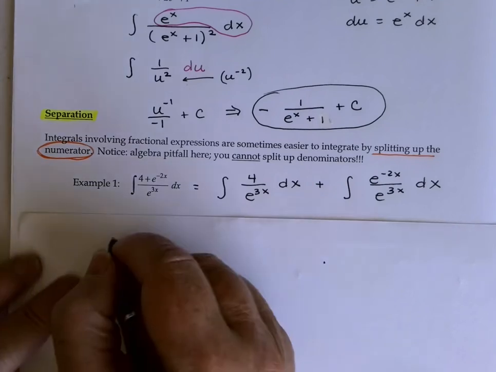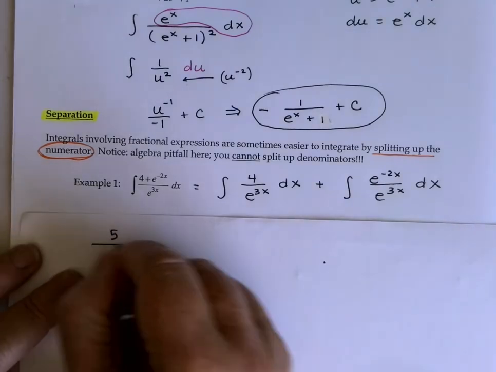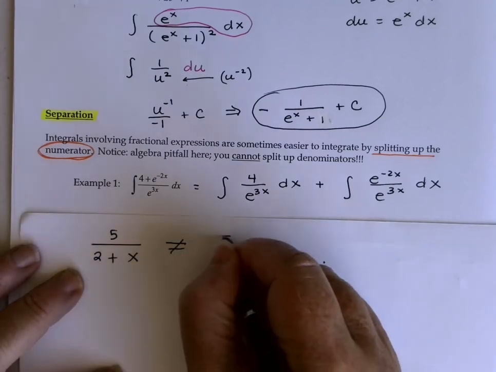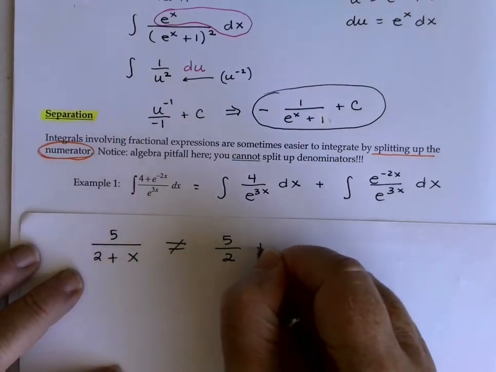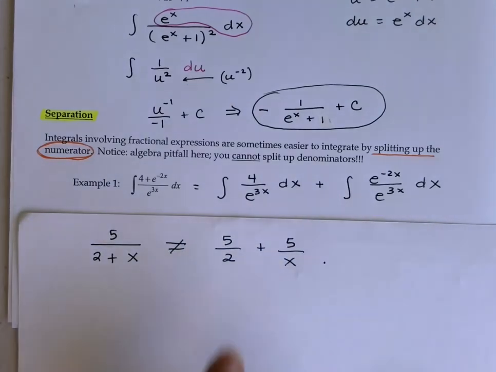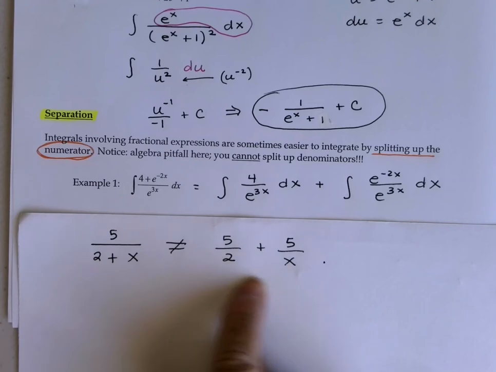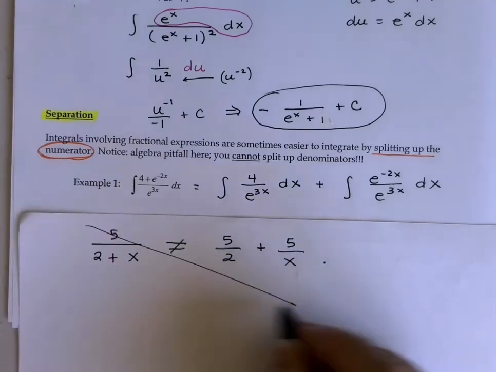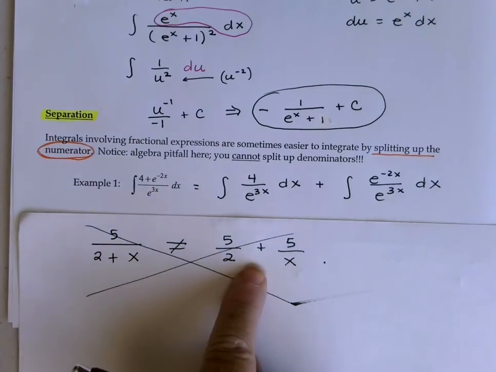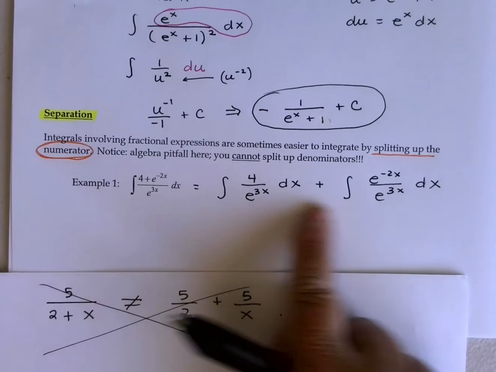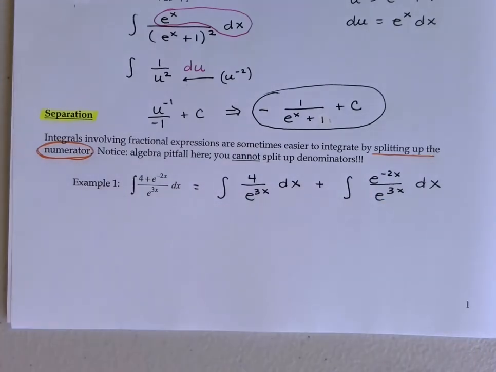for denominators. If I had something like 5 over 2 plus x, that's not the same as 5 over 2 plus 5 over x, right? To truly add those fractions, you'd have to get a common denominator and put them together, and you would not get that. So never split up denominators. It's okay to split up numerators by keeping that common denominator with both of them.